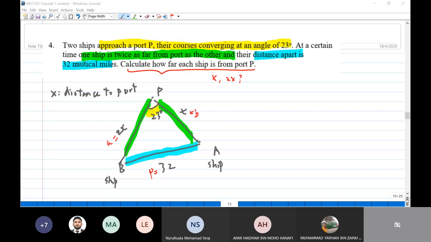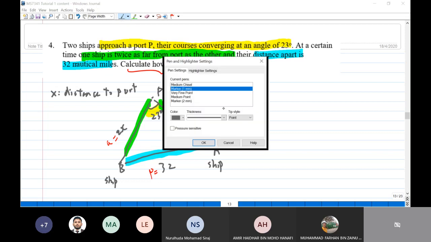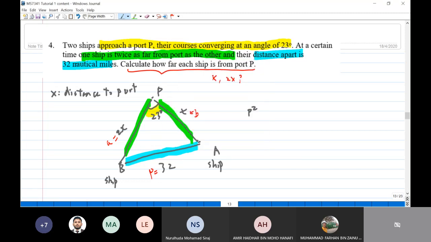So I know that, okay, use the cosine law. Let me try not so thick. Okay, so p squared is equal to a squared plus b squared. Even though this cosine law is quite easy to memorize, right?